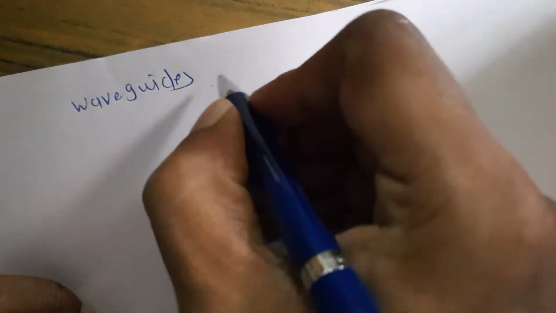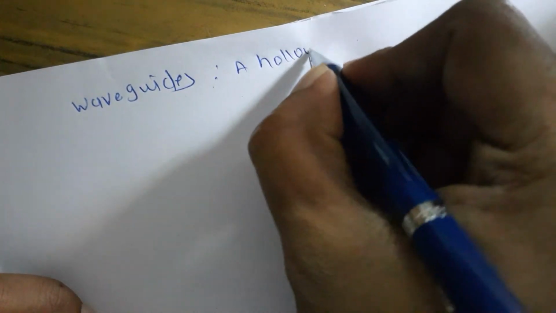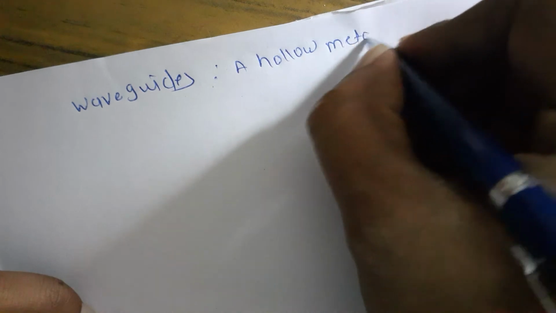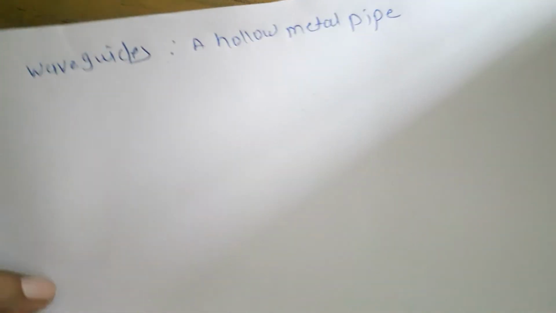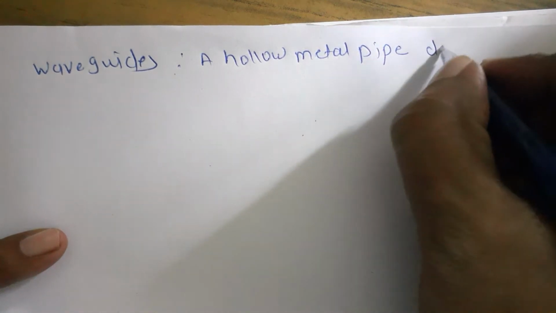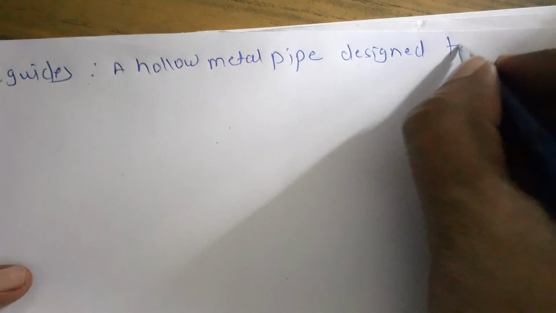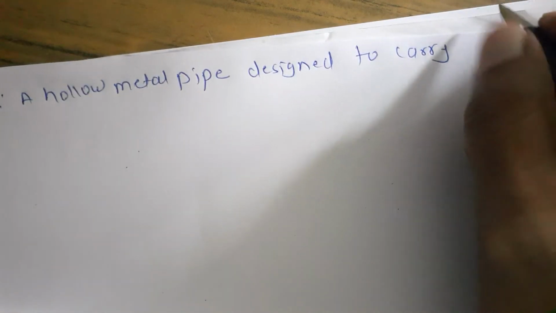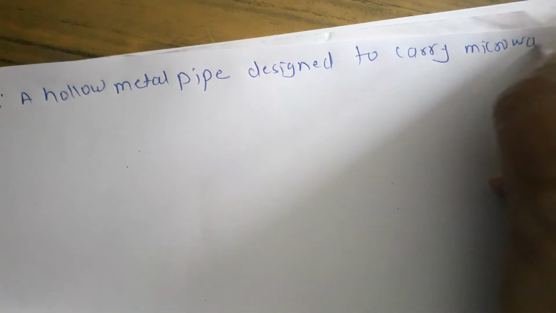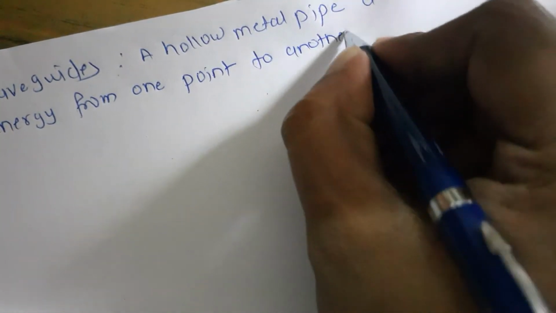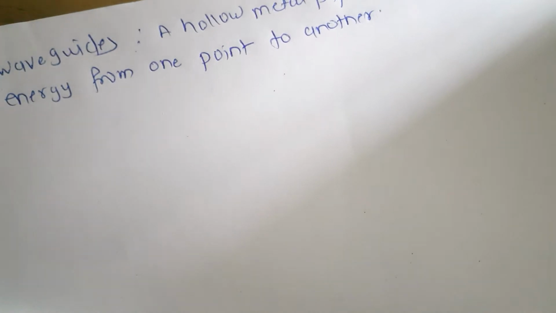So waveguides. Basically a waveguide is a hollow metal pipe designed to carry microwave energy from one point to another. So basically a radio frequency is there.